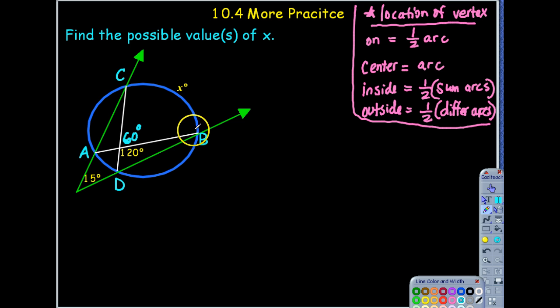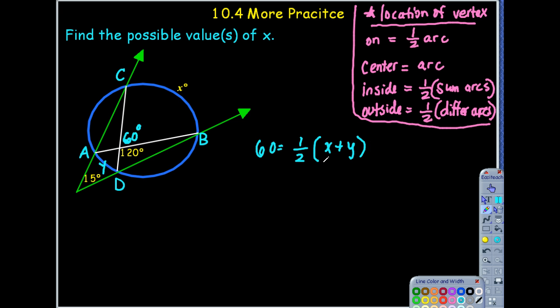We don't know this and we don't know this, so we technically have two unknowns. We know this is x. Let's label this one y. For an angle whose vertex is inside the circle, you take half of its sum. So the 60 degree angle is equal to half of what sum? The x plus y.